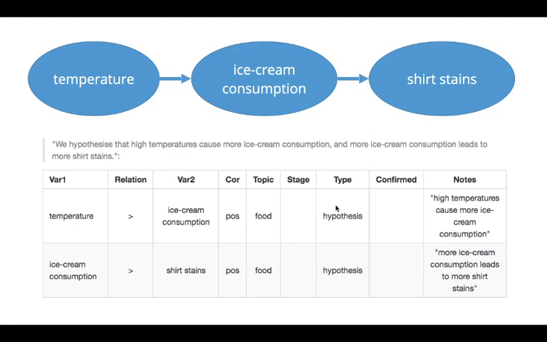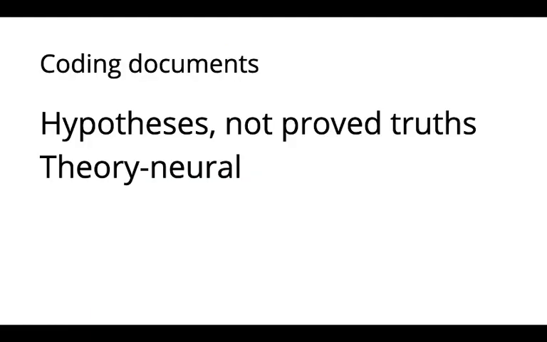There's some information on the topics and the type of support that they have, and then some notes to contextualize this. And you can do the same for the second causal link here on the second line. So the idea is to take a paper, find claims like this, and then code them up with this information. The important thing to remember is that we're coding hypotheses, not stuff that is proved to be true, which is very difficult to establish.